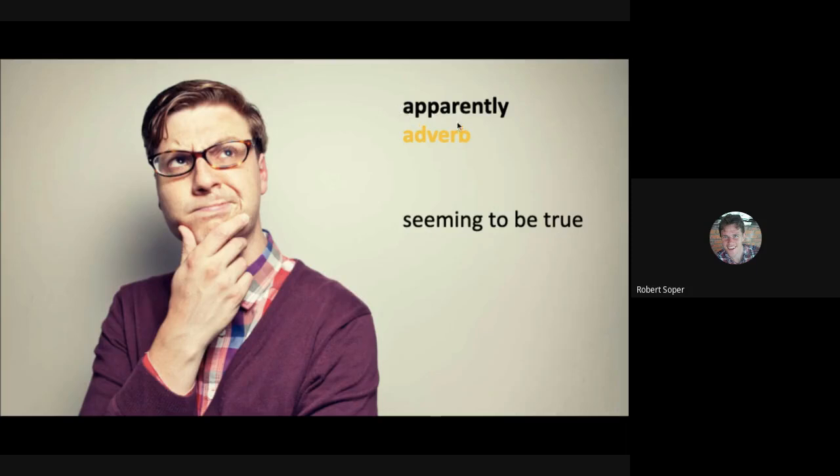Apparently is often used when we are being sarcastic about something. So for example, if I wanted to be sarcastic about the President of the United States, I could say something like, apparently, Donald Trump is a good president. Just ask Sarah Sanders. What makes that a little bit sarcastic is because Sarah Sanders is a famous Donald Trump supporter.